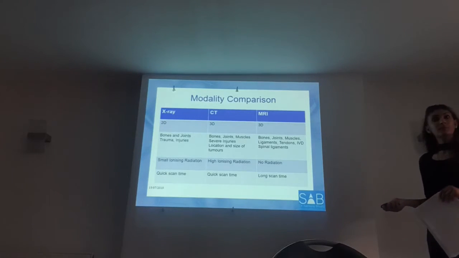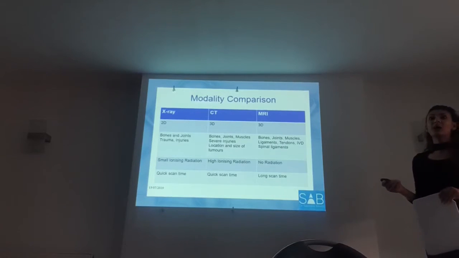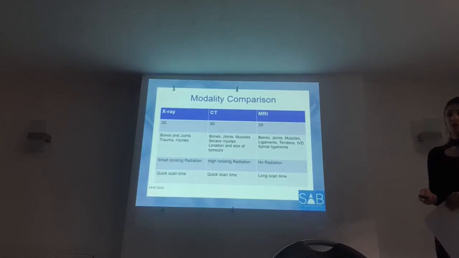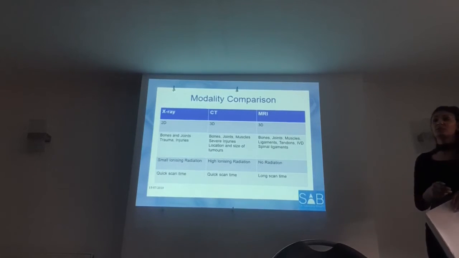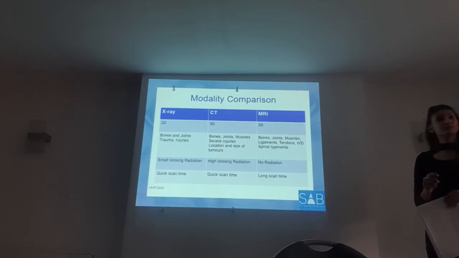And how much does it cost? A normal CT would probably be about £170 to £200. So not much difference between CT and MRI, but it's slightly cheaper than MRI. But again, if it is injecting dye in, then it will be a little bit dearer. And how much more radiation is it?